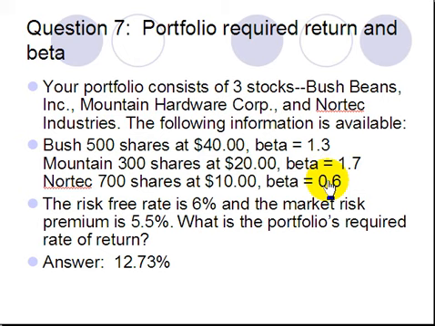Now what we're going to do, since we're going to calculate required rates of return and use the capital asset pricing model for it, we need betas, which we have. We also need a risk-free rate, and we need a market risk premium. So the question is, what is the portfolio's required rate of return? And the answer is going to be 12.73%, but let's go ahead and see how the calculations work out. We won't even need to use the financial calculator here because it's only adding, subtracting, multiplying, and dividing.